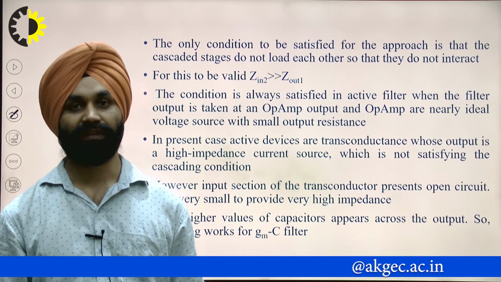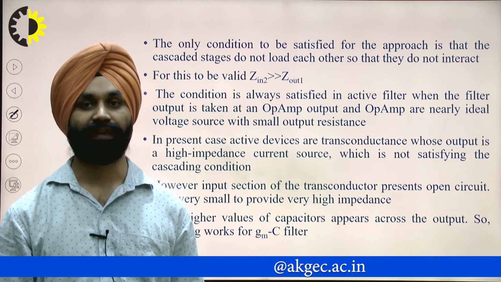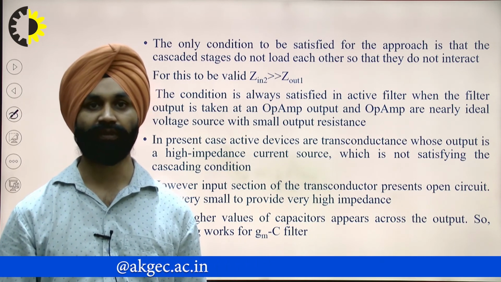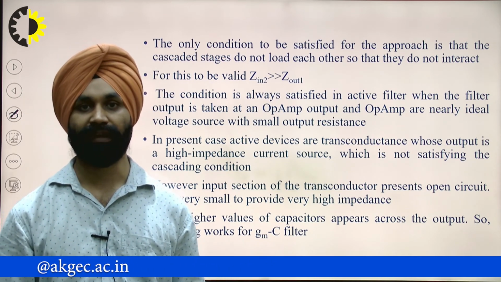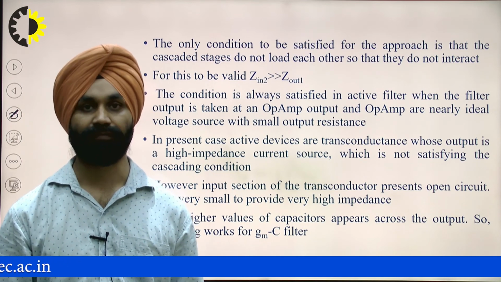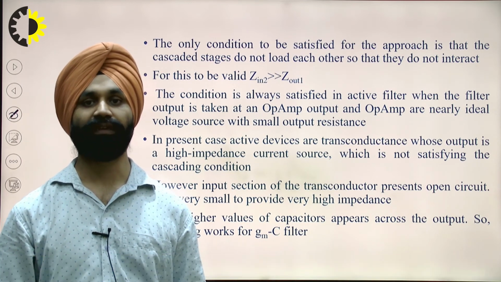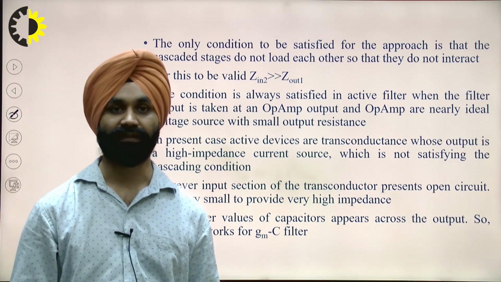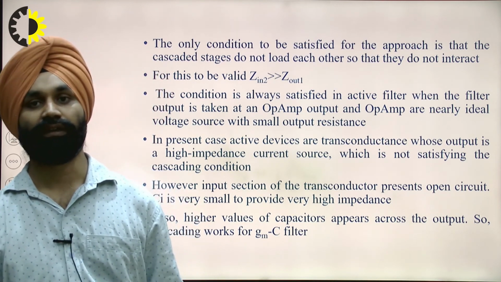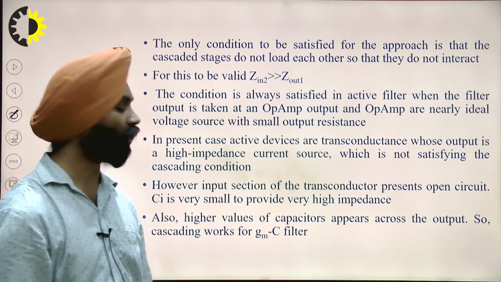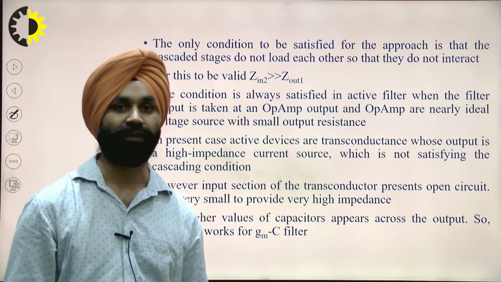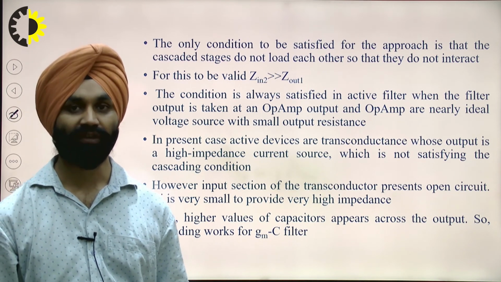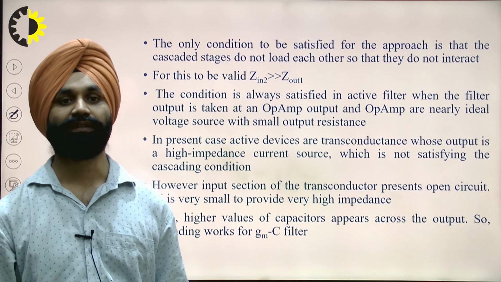The condition is always satisfied in active filters using op-amps, because in an op-amp we know the input impedance Zin is much higher and the output impedance is always smaller. So in the present case, the active devices are transconductances whose output is a high impedance current source. So this can be a problem, and it may not satisfy the cascading conditions.